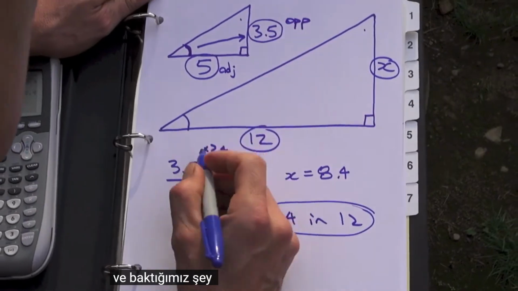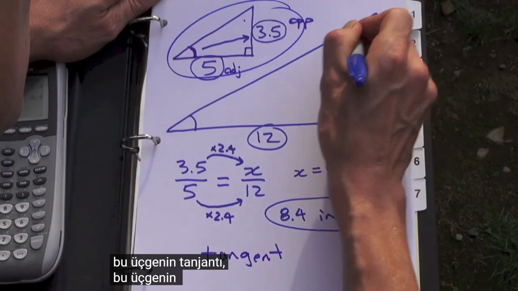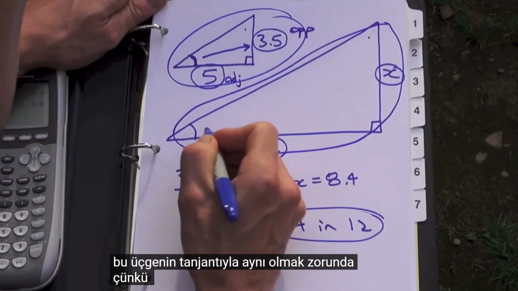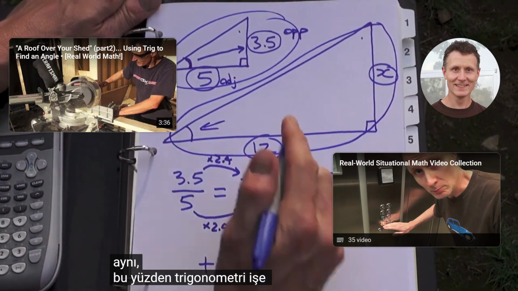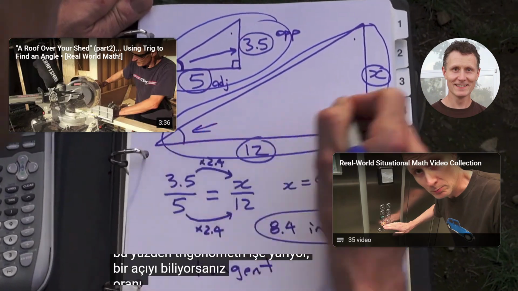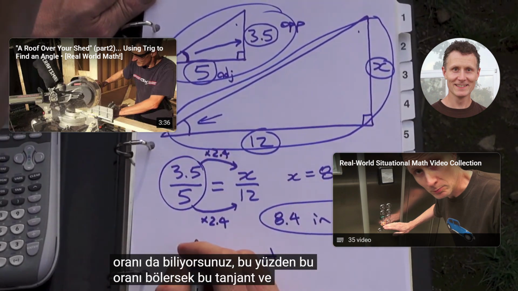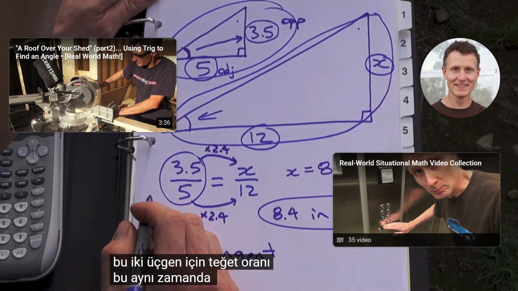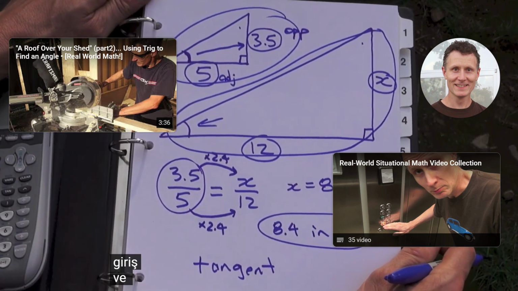And what we've looked at here is that the tangent of this triangle has to be the same as the tangent of this triangle because those angles are the same. That's why trigonometry works. If you know an angle, you know the ratio. So if we divided this ratio, that would be the tangent ratio for those two triangles. So that's a little bit of a lead into trigonometry too. And that's it.